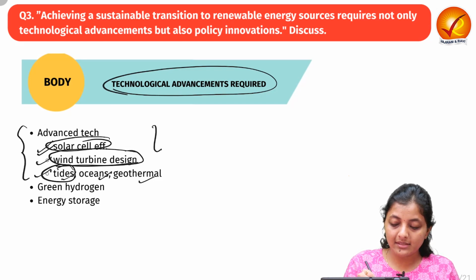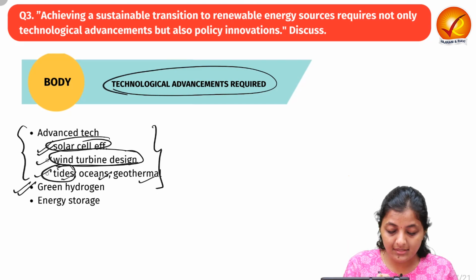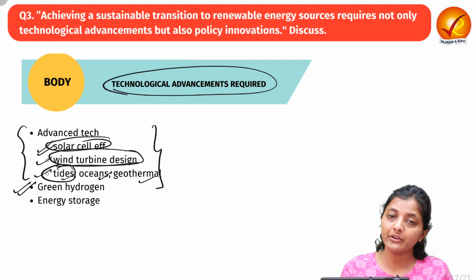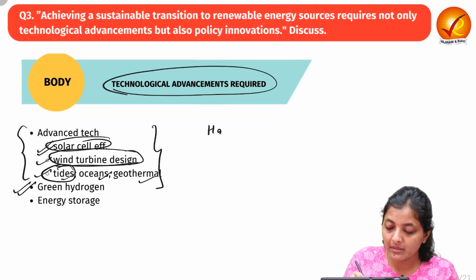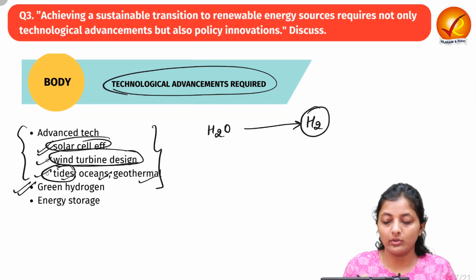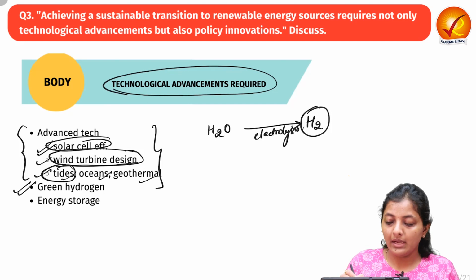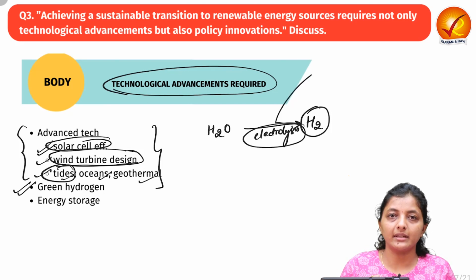So these are some renewable energies. Next is green hydrogen. Green hydrogen is also a renewable source of energy. How do we get it? We get it from water. This happens with the help of the electrolysis process, and this requires electricity for the conversion to happen.